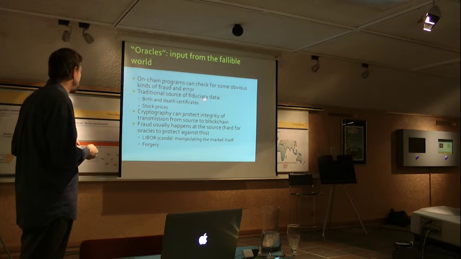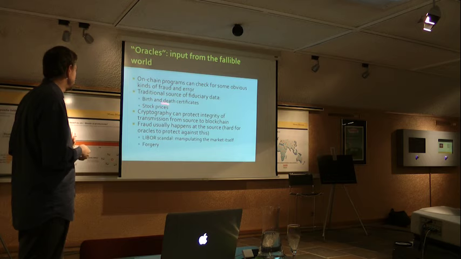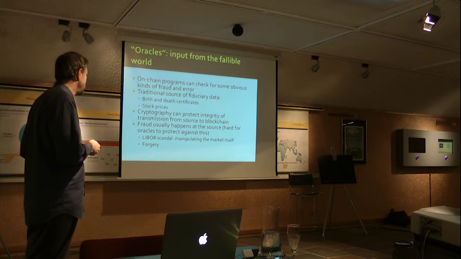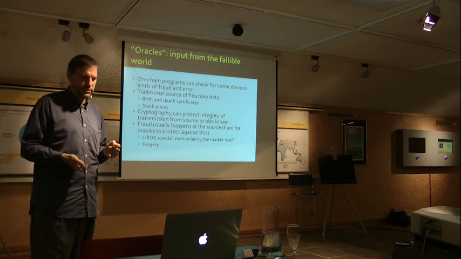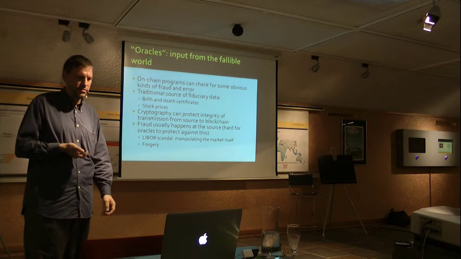Really, I think the most practical and good solution is there's a lot of traditional sources of fiduciary data. You know, SIX here in Switzerland, Thomson Reuters do really good stock prices, very reliable, been doing it for a long time. Birth and death certificates also. Not that you can't improve on these and clean them up, but it's not the magic bullet, not the huge advance that smart contracts themselves are.